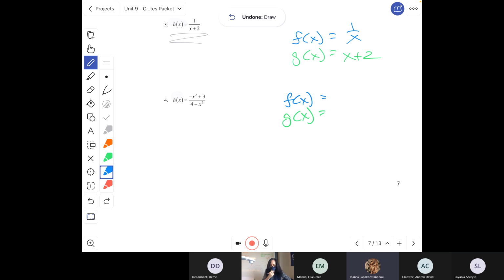I did the opposite. I did x over x plus 1, and then g of x was negative x squared plus 3. Yeah, take the composition and see if it works. There are many different ones you could do, but make sure that the composition works.